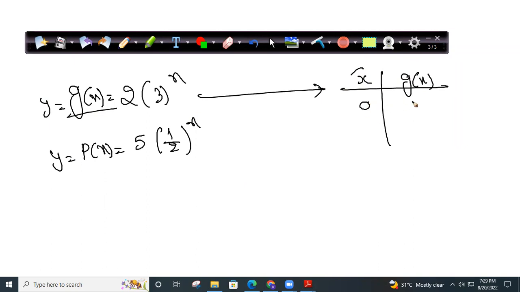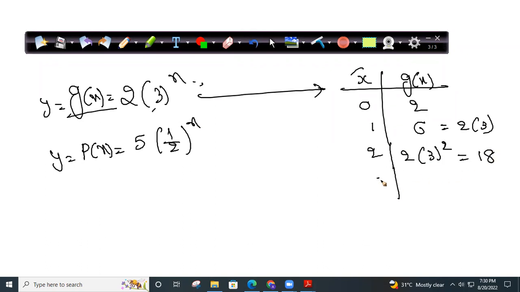So put x equal to 0. When you put x equal to 0, you get 2. Put x equal to 1, you get 6, meaning 2 into 3. That is how I got 6. Now put x equal to 2. I get 2 into 3 square, which is 18. Now put x equal to 3. 2 into 3 power 3, which is 54. Now put x equal to 4. 2 into 3 power 4, 162.